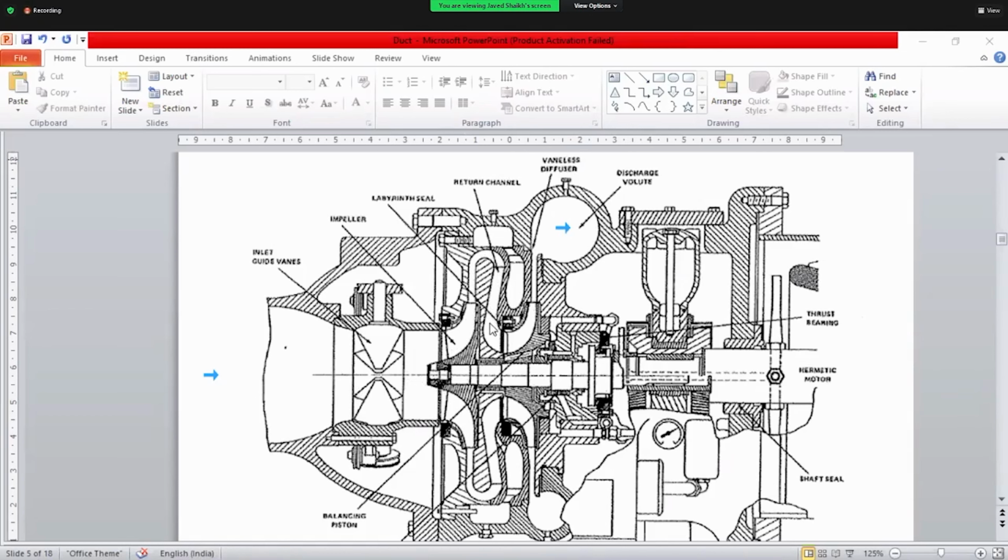It passes to here and is further compressed, and then it passes through here and is returned as high pressure, high temperature refrigerant. Then it passes to the condenser to reduce the temperature. So this is basically the working of the centrifugal compressor.